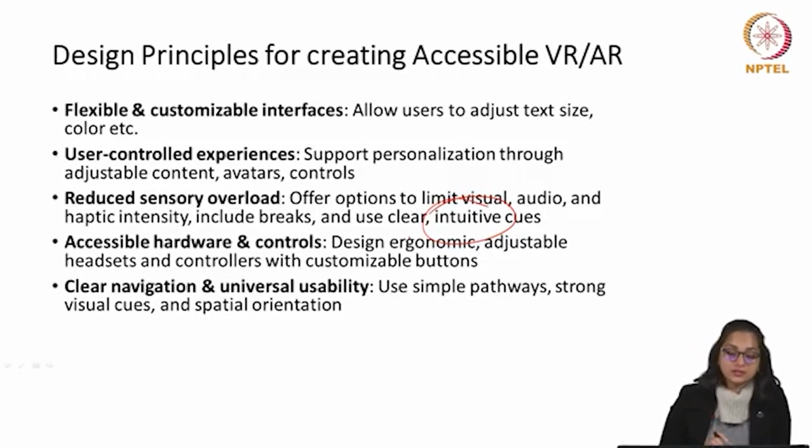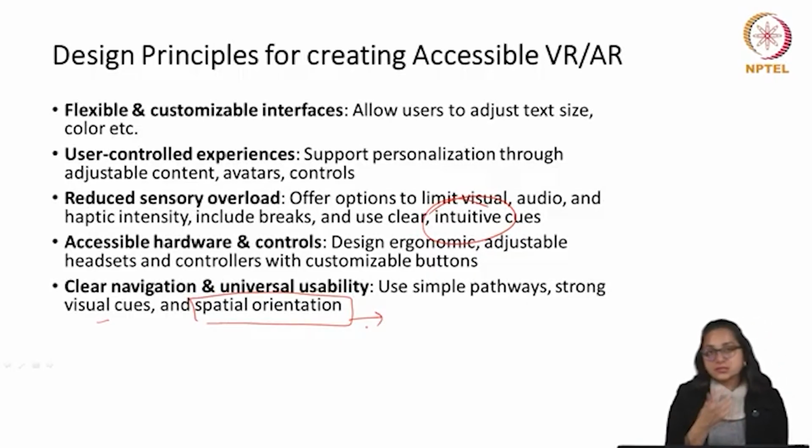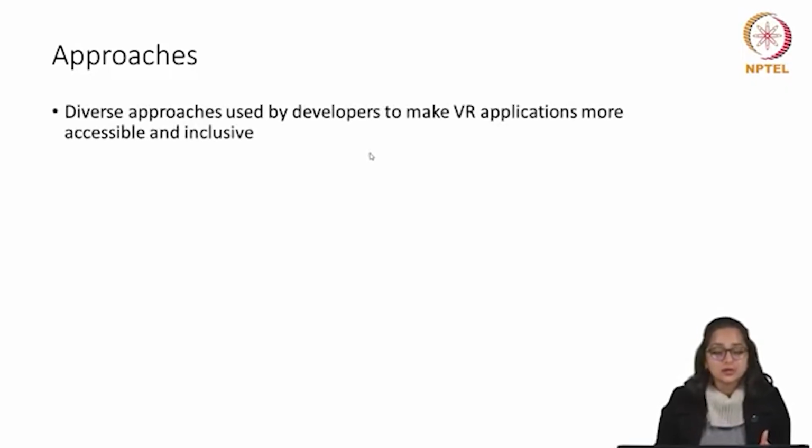Clear navigation and universal usability. So, simple pathways, strong visual cues, and spatial orientation. This part, as we discussed earlier, maybe the frames of reference can also be adaptive. That would be the ideal situation, or customizable also. So, how can we try to approach enabling all of these design aspects in our VR applications?